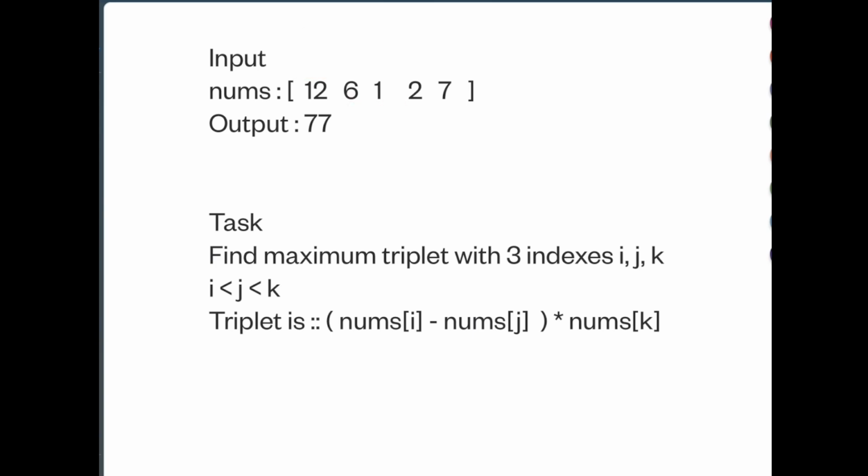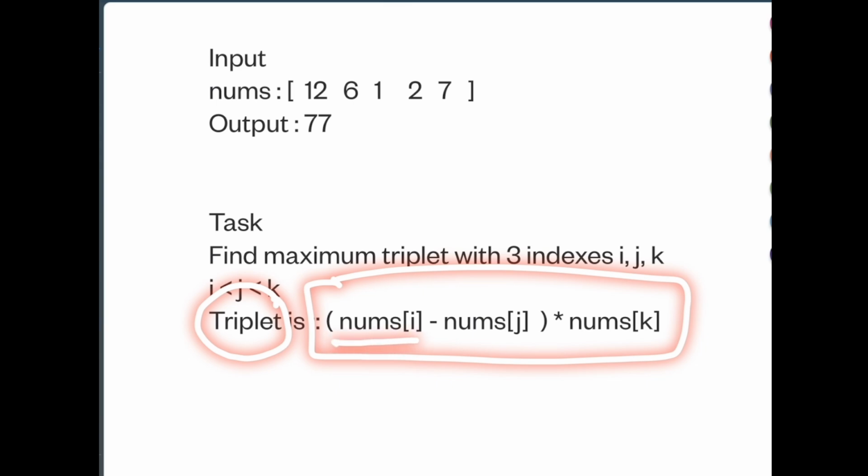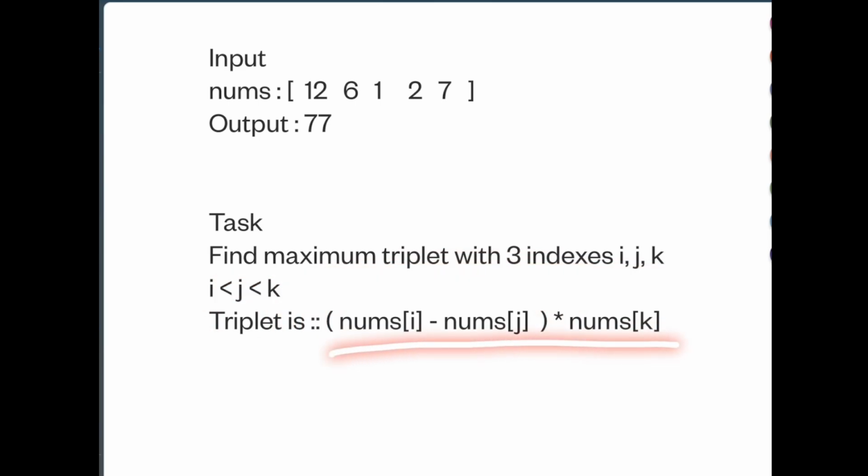You cannot use i as the first element, k as the second one, and j as the third one. Whatever three numbers you are using, the first two are going to be i and j, and the third is going to be your k. To get the value of a triplet, you need to use this particular formula, nums of i minus nums of j, and whatever is the output of this, you need to multiply this with nums of k.